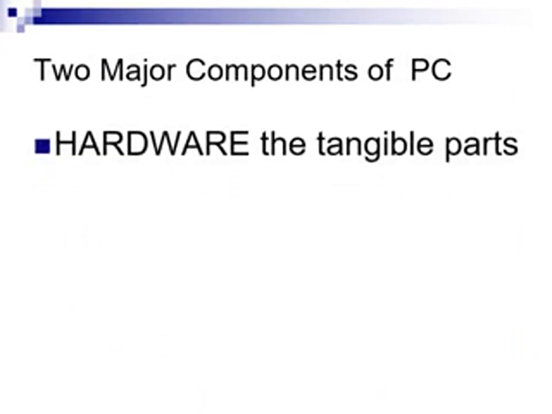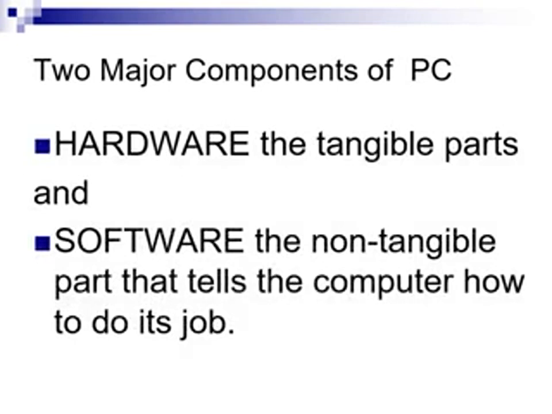Now there are two major components of a PC. A computer comprises two major components: the hardware, which are the tangible parts, the ones that one can touch, and the software, the non-tangible part that tells the computer how to do its job.